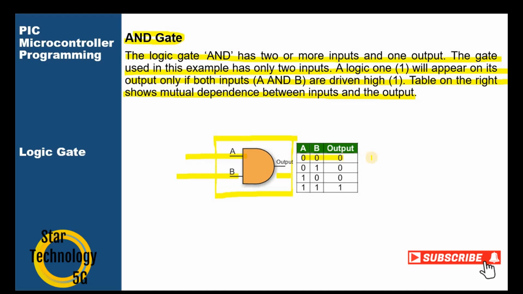If both inputs are 0, output is 0. If any of the inputs is 0 or 1, output is 0. And if both inputs are 1, output is 1.